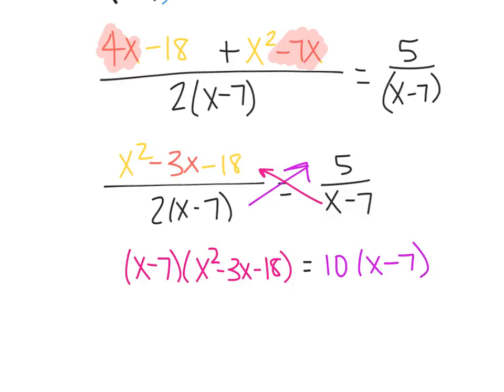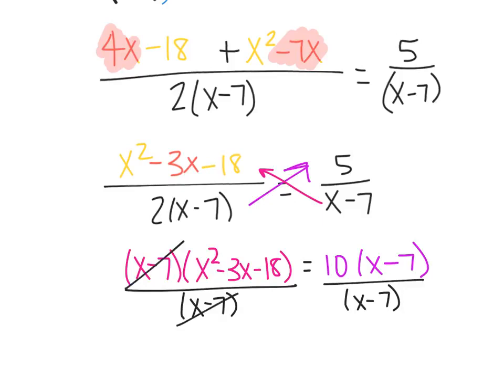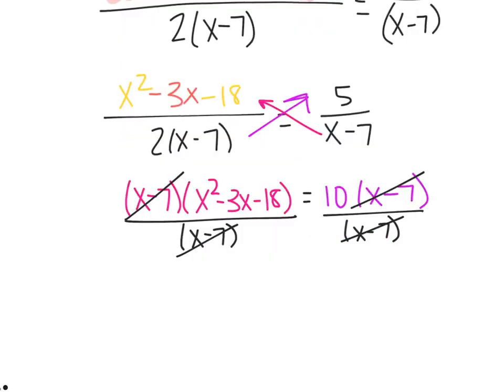So you said something was going to cancel. What is it that cancels? And why do they cancel? Because they're repeated on both sides. They repeat on both sides because mathematically I could divide both sides by x minus 7 because we talked about yesterday, you can do whatever you want as long as you do it to both sides. So I could divide both sides by x minus 7 and those would cancel out. So now I'm left with x squared minus 3x minus 18 equals 10.